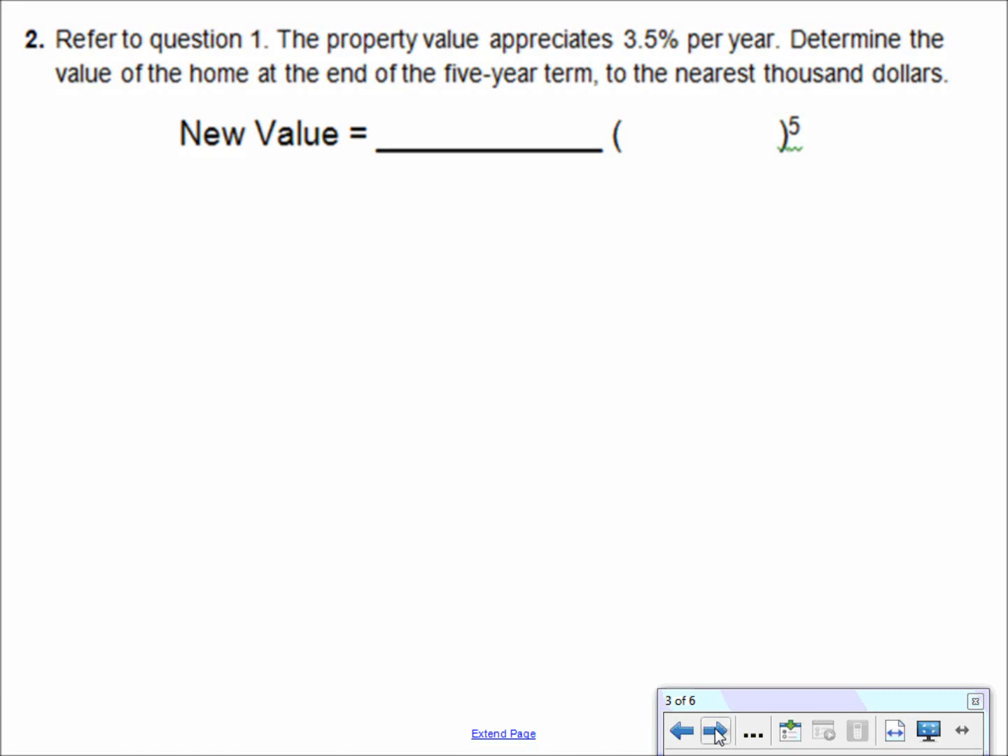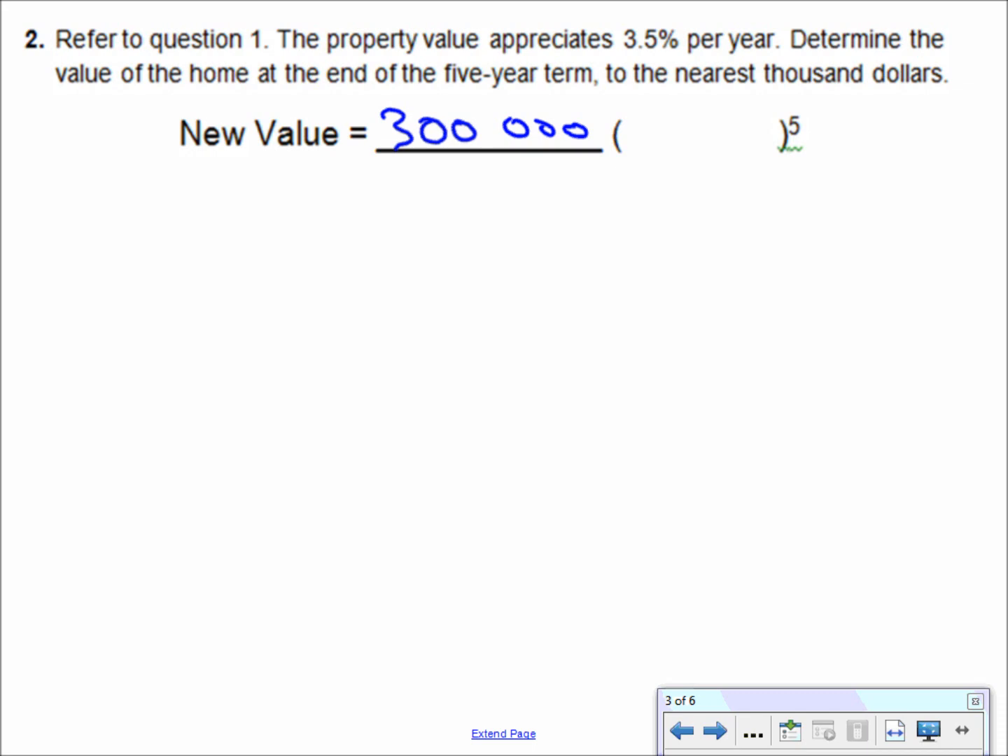Refer to question 1. The property value appreciates 3.5% per year. Determine the value of the home at the end of the 5-year term to the nearest $1,000. Okay, so new value. Right here, our first thing is our original house price. Our original house price is $300,000.